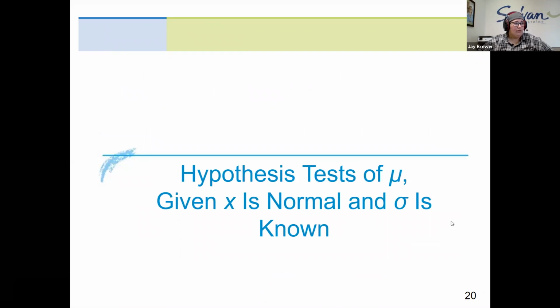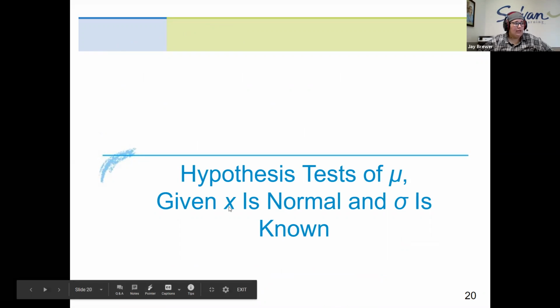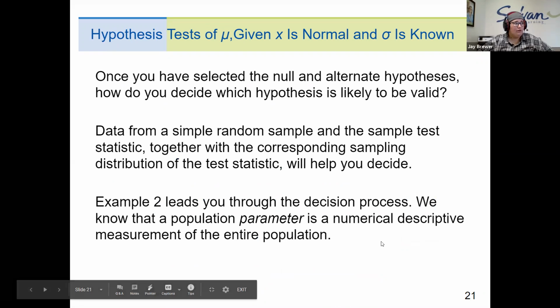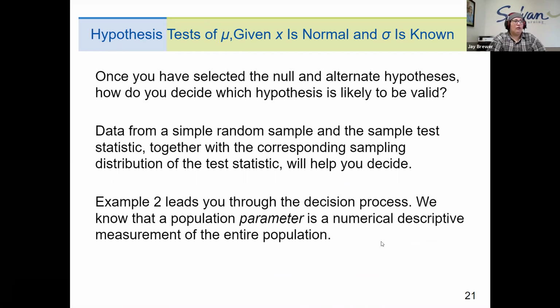All right. Hypothesis test of mean given x is normal and sigma is known. Once you have selected the null and alternate hypotheses, how do you decide which hypothesis is likely to be valid? Data from a simple random sample and the sample test statistic, together with the corresponding sampling distribution of this test statistic, will help you decide.